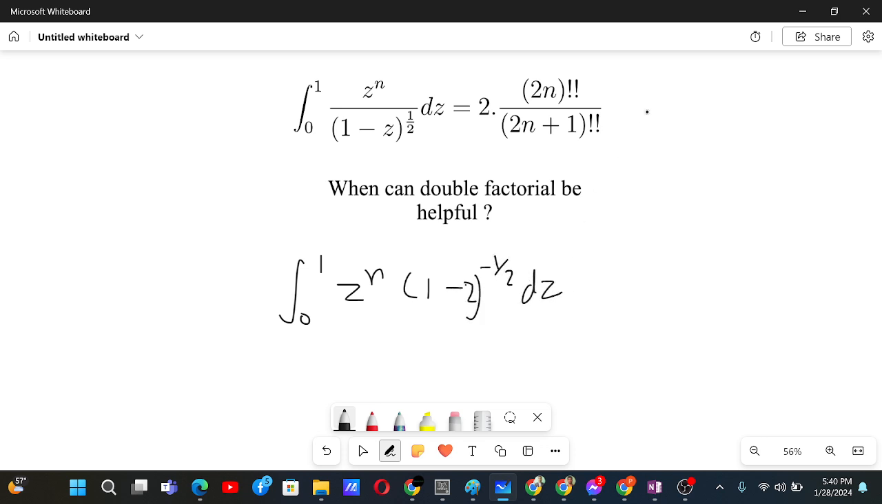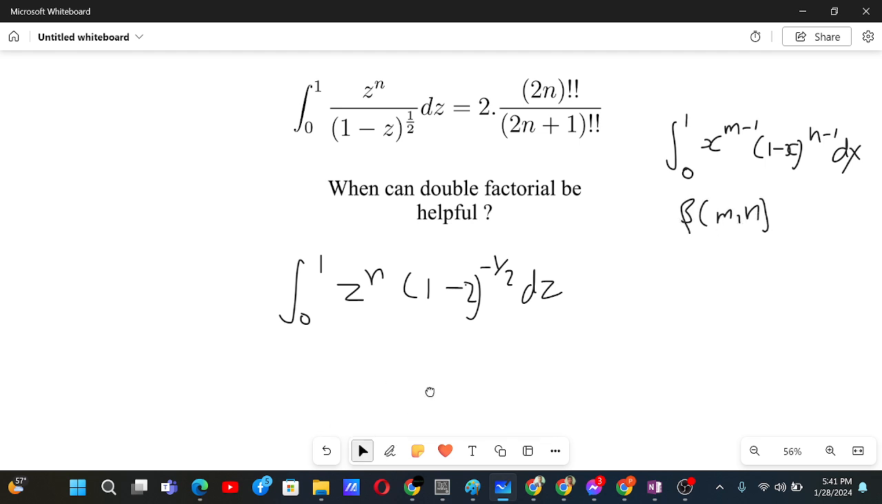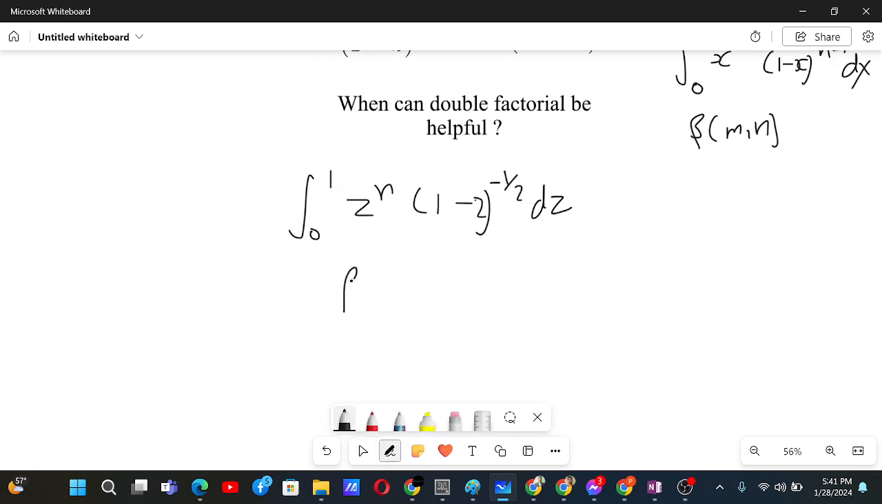Now we know the beta gamma function formula, that is the integral from 0 to 1 of x to the power m minus 1, 1 minus x to the power n minus 1 dx. This is just the beta function of m and n. Similar is the case here. We will have the beta function of n plus 1 and 1 by 2.